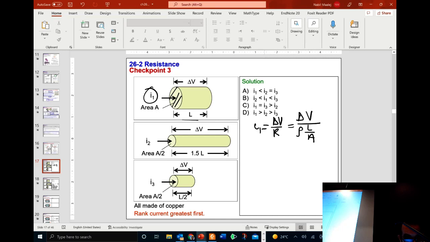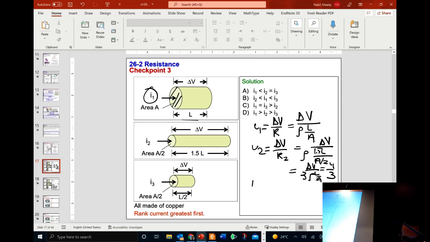So this is I1. Now I2 is the same voltage, delta V, over R2. What is R2 now? R2 is the same material, so it's rho. The length is now 1.5 L, and the area is A over 2. So this becomes delta V over rho L over A, divided by 3, which is I1 divided by 3.